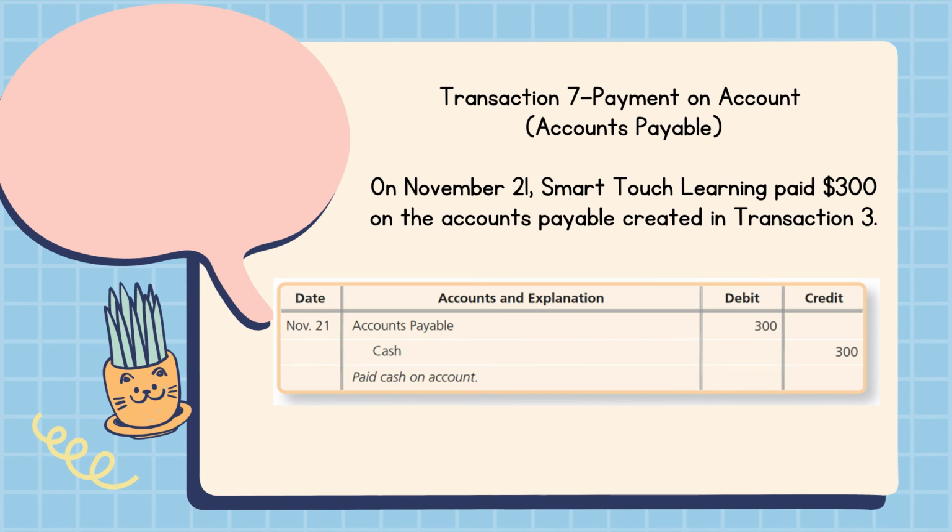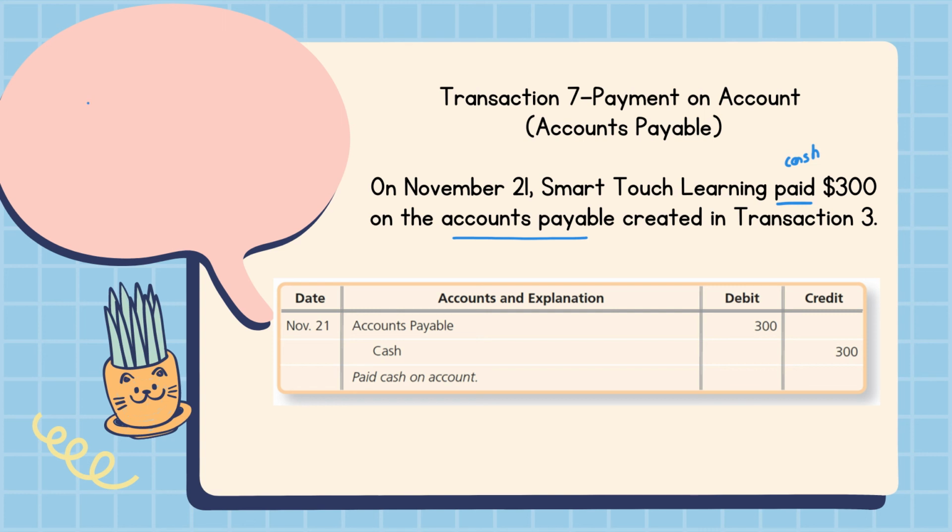Transaction 7. Payment on account. On November 21st, Smart Touch Learning paid 300 on the accounts payable created in transaction 3. So I paid my debts. I paid, so my cash will go down. The second account affected is accounts payable. So I paid my debts.